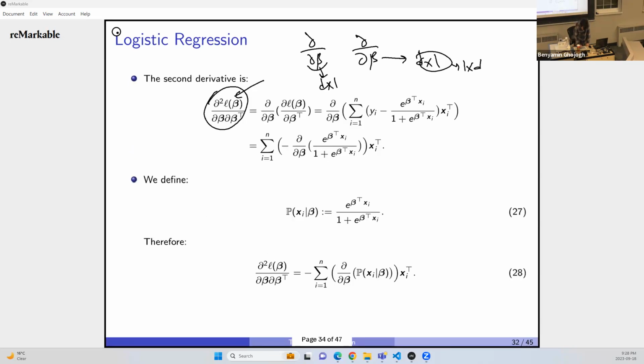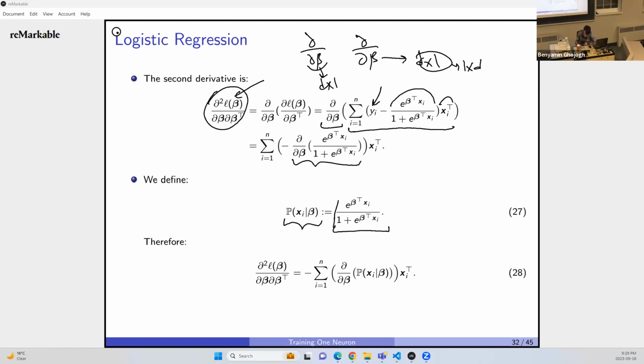So again, I need to take the derivative of the first order derivative for the Hessian, right? For the second order derivative. The derivative of the first term is constant with respect to beta, so it goes away. This is a scalar multiplied by something, so it's not important. Now consider this. So I have only the derivative of this term, right? Do you agree? Okay. Now, for calculating this derivative, let's define the probability of xi given beta.